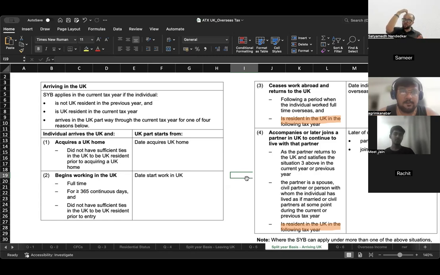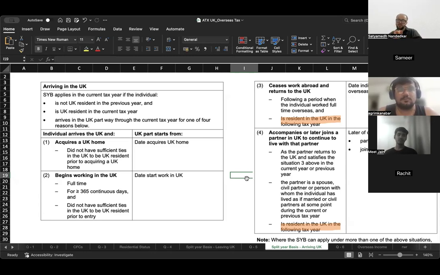Rachit goes to the UK to work there full time. He stays there for greater than 365 continuous days and did not have sufficient ties in the UK to be UK resident prior to that entry. So before going there, he doesn't have a wife, spouse, child, anything who is resident in the UK. Before this, he did not have another house in the UK. He did not fulfill any of the other sufficient ties. But now, having gone there, he started working there and he has worked there for greater than 365 continuous days. Then from the date he starts work in the UK, his overseas part ends and the UK part starts.